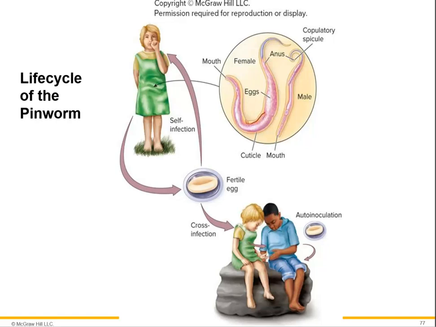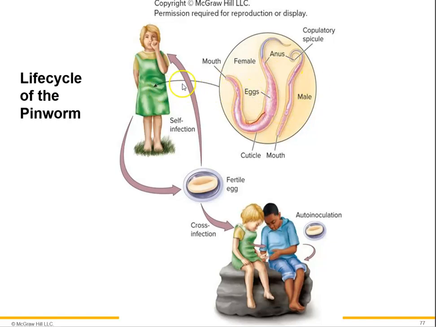Okay, let's go over the life cycle of the pinworm, which is a very common helminth infection, especially among children. So it's going to start here when the child ingests an egg, a fertile egg. That egg is going to travel through the stomach. It survives the stomach and it's going to get into the small intestine. That egg is going to hatch. It's going to become larvae. The larvae are going to grow and develop. And then the male and female adults are going to mate. This generally happens in the large intestine.